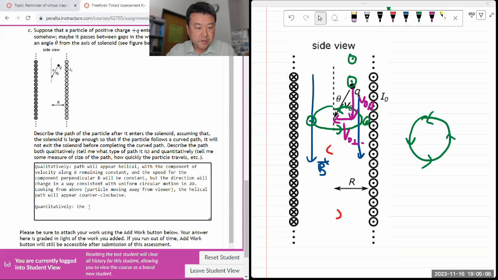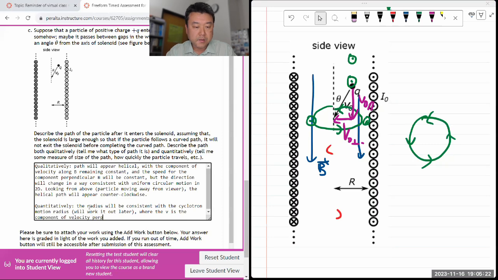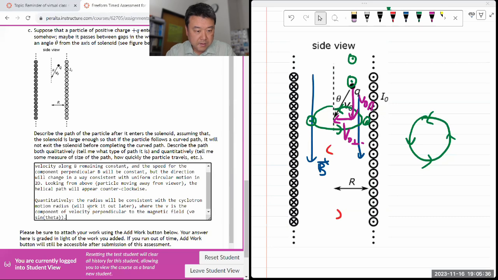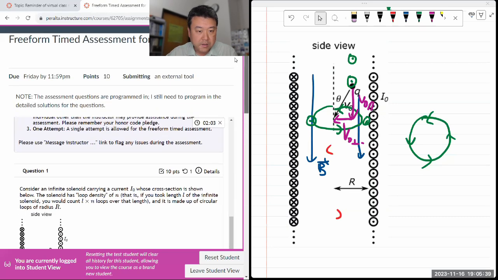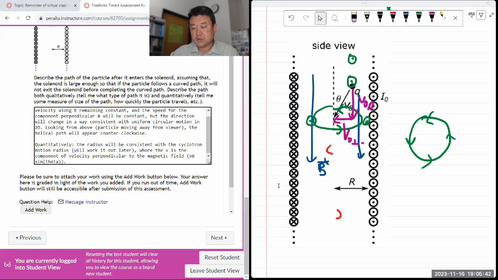Quantitatively, the radius will be consistent with the cyclotron motion radius. We'll work it out later, where V is the component of velocity perpendicular to the magnetic field. That will be given by V naught sine theta. I gave this description because as I work it out, the time might run out. So let's work out the cyclotron motion.